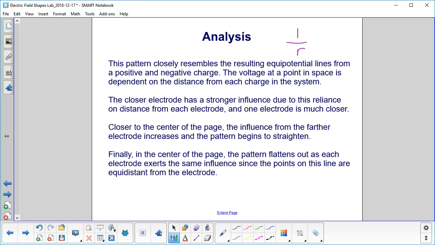Closer to the center of the page, the influence from the farther electrode increases and the pattern begins to straighten out a bit. You move away from the circular pattern. Finally, in the center, the pattern flattens out totally as each electrode exerts the same influence since the points on this line are equidistant from each electrode.